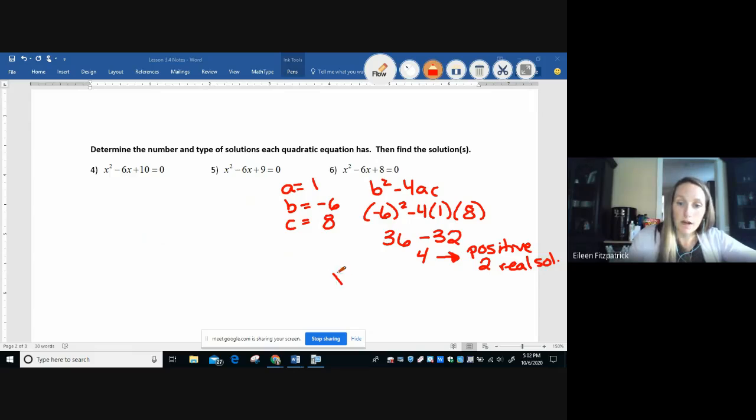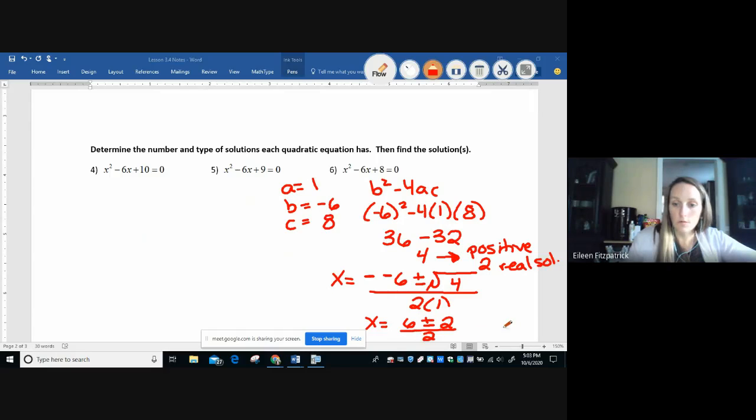Okay, so to find those solutions, use the quadratic formula, negative b, which is -(-6), plus or minus the square root of the discriminant, all over 2 times a. Okay, so clean it up. You have a +6 plus or minus 2 over 2. Remember, 2 real solutions. You have 6 plus 2. 6 plus 2 is 8. And then 8 divided by 2 is 4. And then you have 6 minus 2. 6 minus 2 is 4. And 4 divided by 2 is 2.